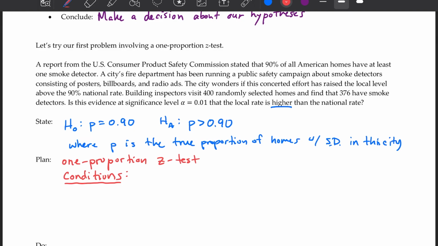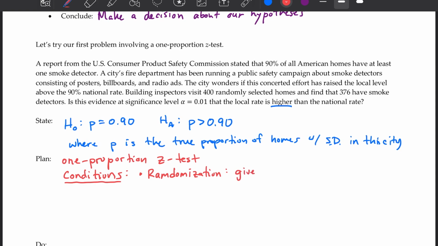Let's see if we remember them. Why don't you pause the video and see if you can remember what are the conditions to check for proportion sampling distribution. So there are three. First, randomization. That is given in the problem for us here. It says that they visited 400 randomly selected homes. So given, great. The next one, independence.